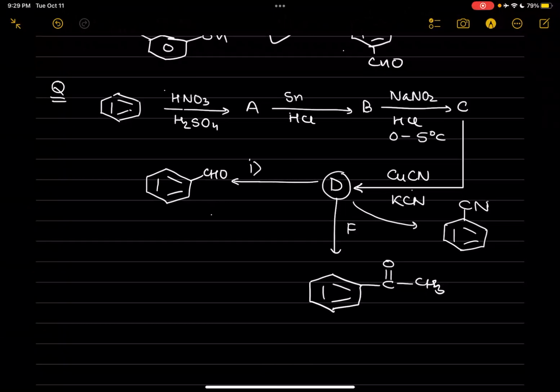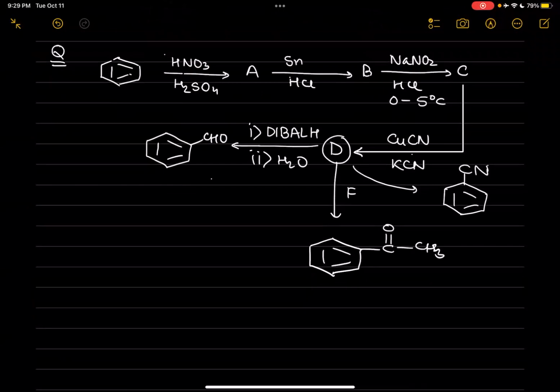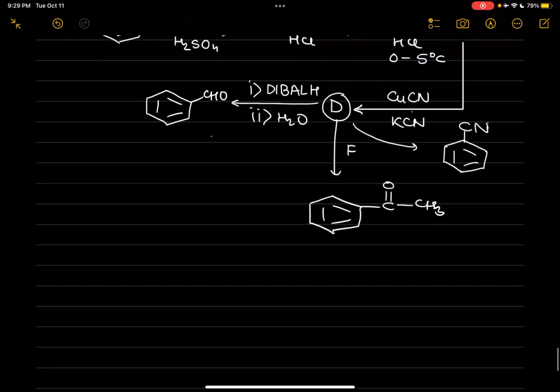What could be the other method? Sir, by stannous chloride. Yeah, Stephen's reduction. Yes, sir. Yeah, SnCl2 and HCl. And what is F?